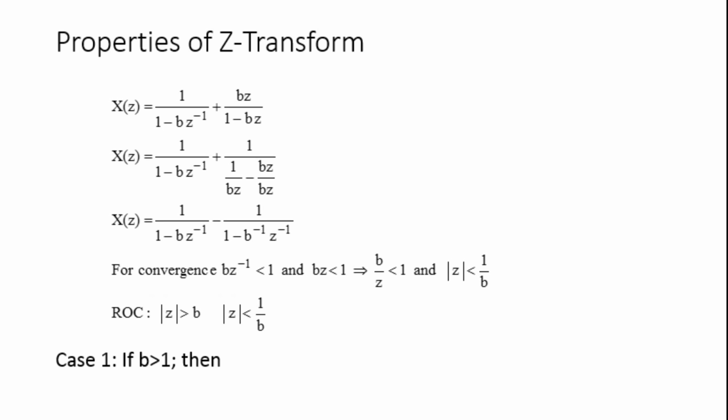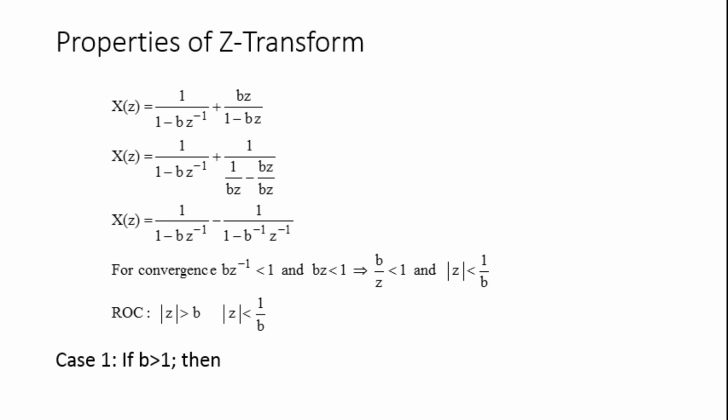Then X of z is equal to 1 divided by 1 minus b z inverse plus 1 divided by (bz minus 1) ... that is, X of z is equal to 1 divided by 1 minus b z inverse minus 1 divided by 1 minus b inverse z inverse.